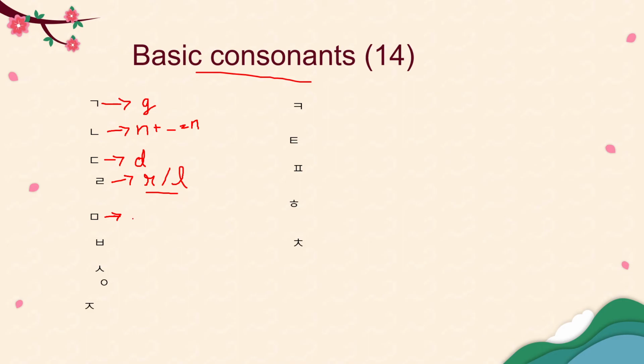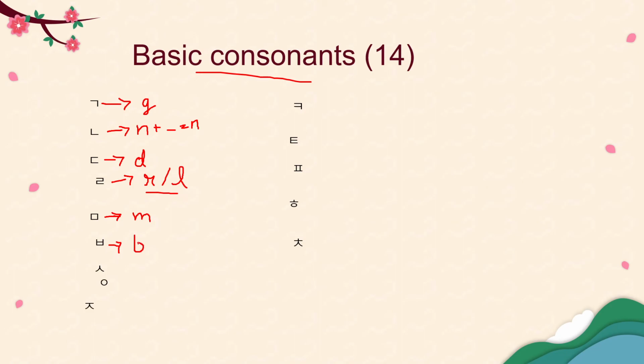So this one has the sound of m. The square-like character has the sound of m. This has the sound v.